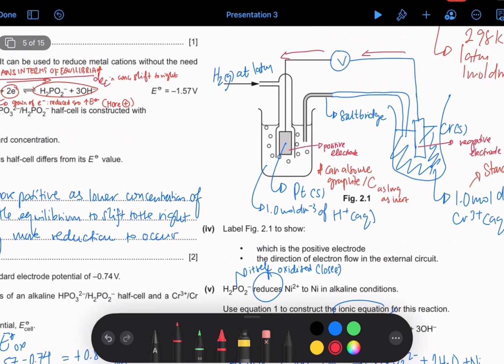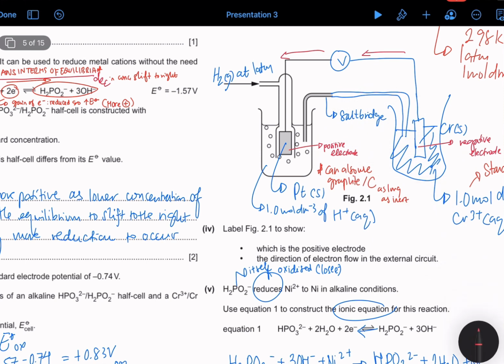Question V. H2PO2- reduces Ni2+. If it reduces something, then it itself gets oxidized. So it reduces Ni2+ to Ni in alkaline condition. Use equation 1 to construct the ionic equation for this reaction. This one is fairly simple. You just have to use the backward reaction, and you're just going to add your Ni2+, which then gets reduced to your Ni.